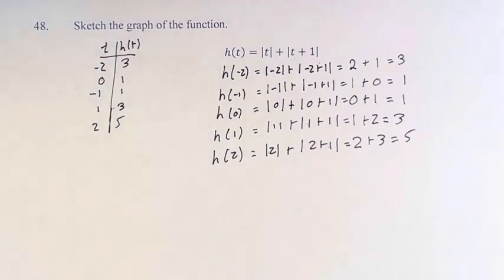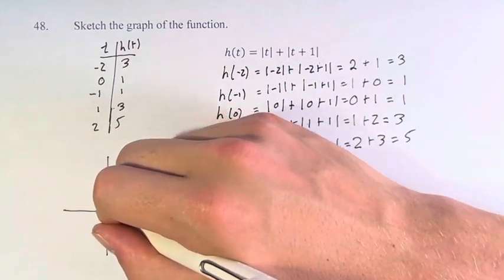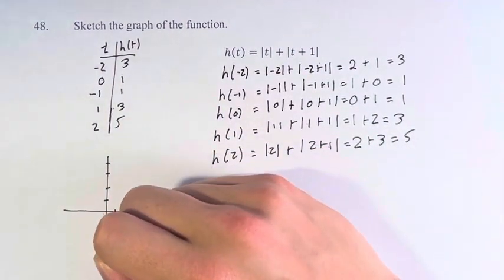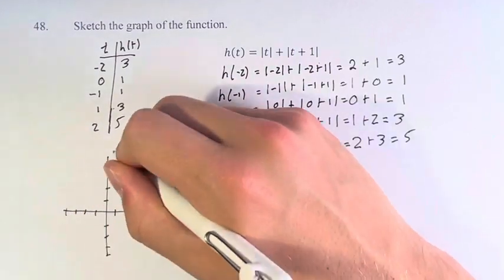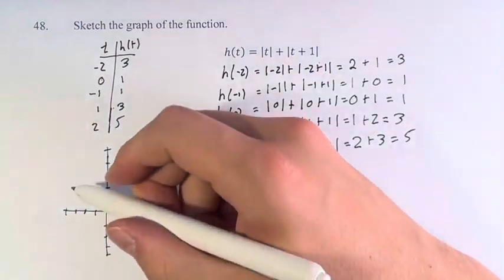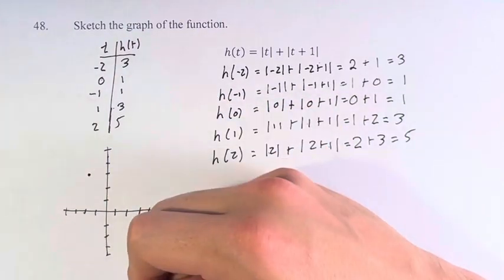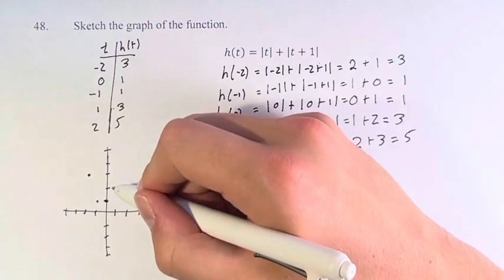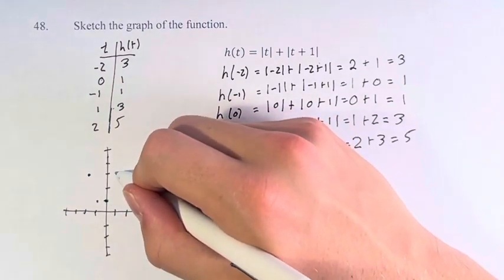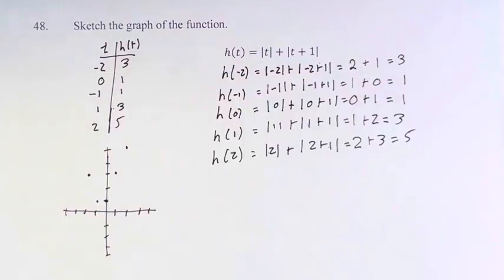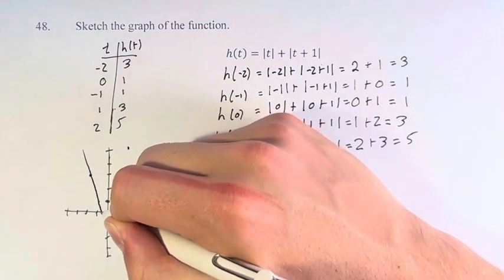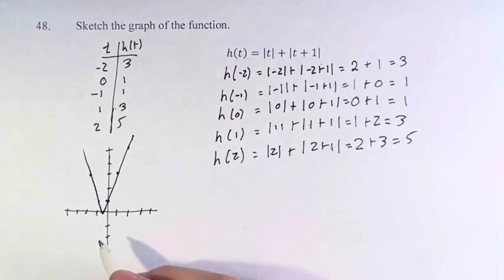Now we can graph the function based off of the points that we have. Just writing some points on the axes here for general reference. Okay, so we have -2, 3, that's going to go about there. -1, 1, 0, 1, 1, 3, and 2, 5. And we can see the general graph of an absolute value starting to form here. And we can just draw it just like this. That is the graph of the function h of t.